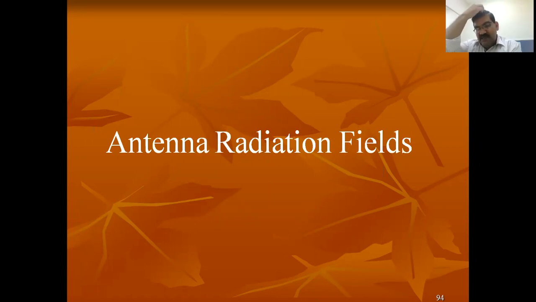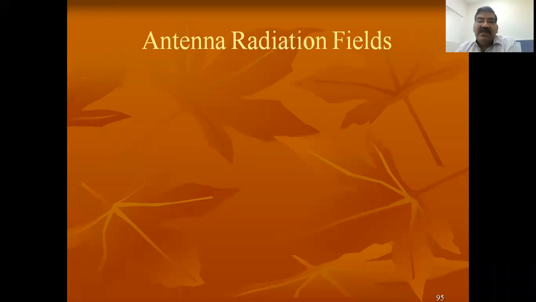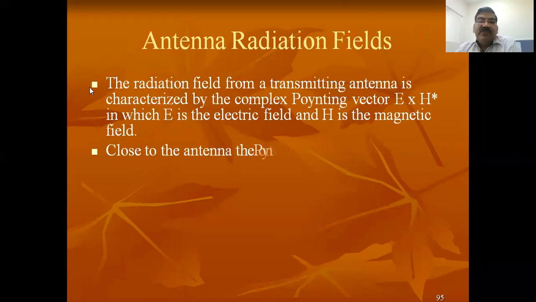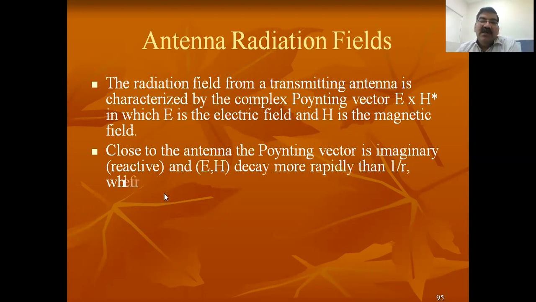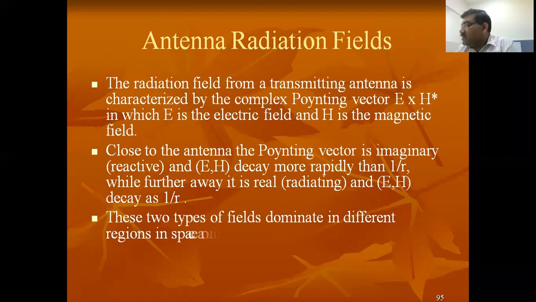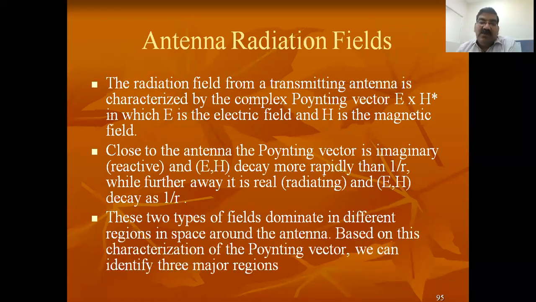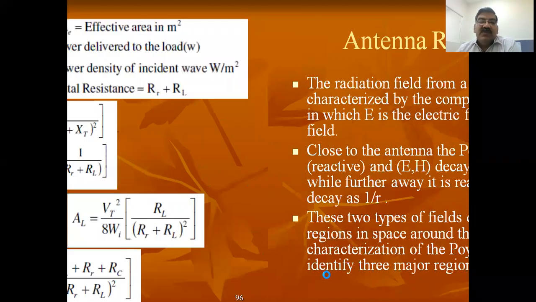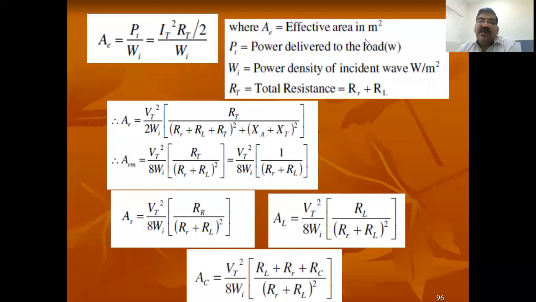Now we will go to the antenna radiation field. We have already discussed this, so I will go quickly. It is divided into three parts. The radiation field from the transmitting antenna is characterized by the Poynting theorem, where the electric field vector is perpendicular to the magnetic field vector, and both are perpendicular to the direction of propagation. Now this is the effective area in square meters. The power delivered to the load and the incident wave power density in watts per meter squared, and the total resistance RR plus RL, give the effective aperture area by this formula. So this is the calculation.